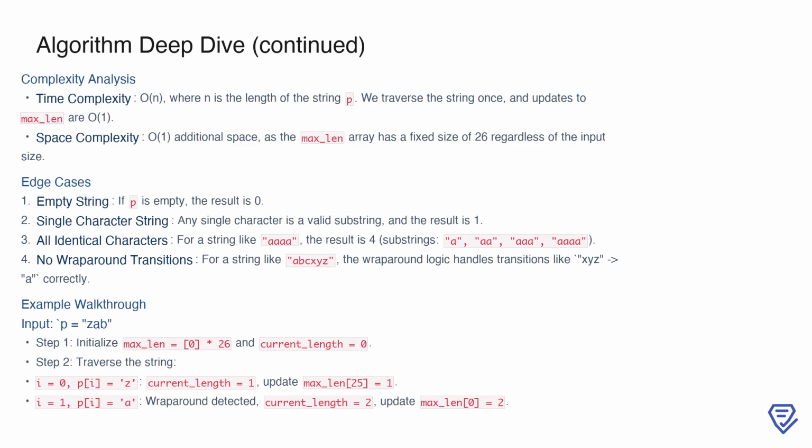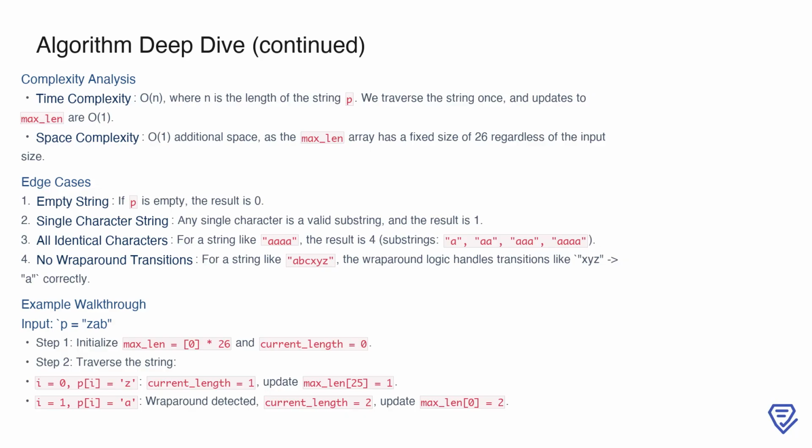Analyzing the complexity of the algorithm, we see that the time complexity is O(n), where n is the length of the string p. This is because we traverse the string once, and each update to the max_len array is performed in constant time. The space complexity is O(1) in terms of additional space, as the max_len array has a fixed size of 26 regardless of the input size. Let's consider some edge cases to ensure robustness.